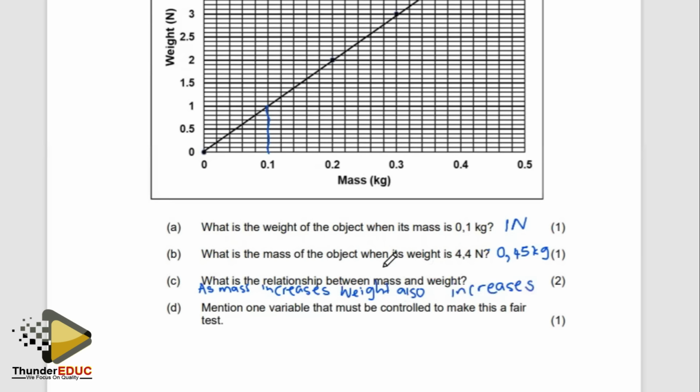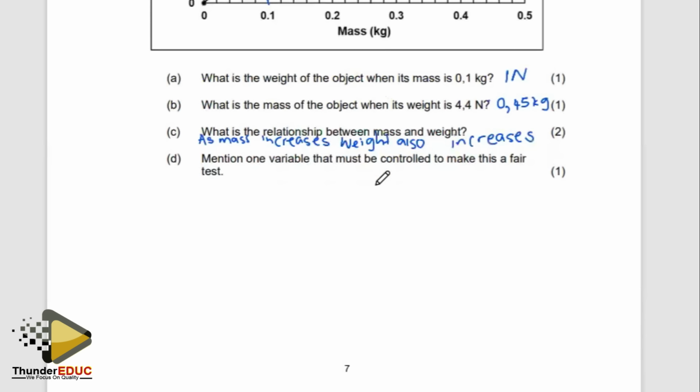Yes, so you have found the relationship. As mass increases, weight also increases. So that's the relationship, because you see, as we're increasing the mass, you are also increasing the weight. So we are saying weight is directly proportional to mass, because remember, weight is the dependent variable. So this is the one we are talking about. The increase of weight depends on mass, because mass is the independent variable here.